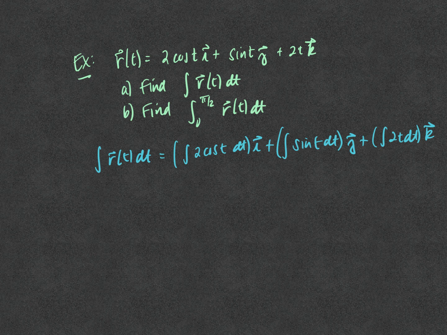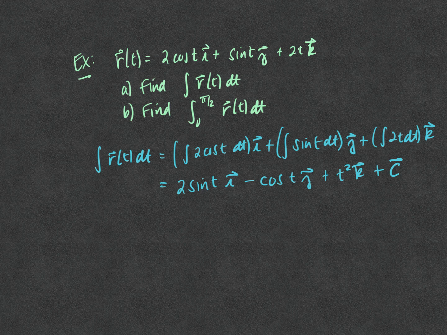Now, I don't know that you need to write that out every time. Just know that it's happening. So when we integrate 2 cosine of t, the integration of cosine is sine. So we're going to say 2 sine of t i. And the integration of sine of t is negative cosine of t j. And the integration of 2t is t squared, and 2 divided by 2 is 1. So we have t squared k. And then we have plus some vector c, which is a constant vector, the constant vector of integration. So this is our integral of r of t dt.